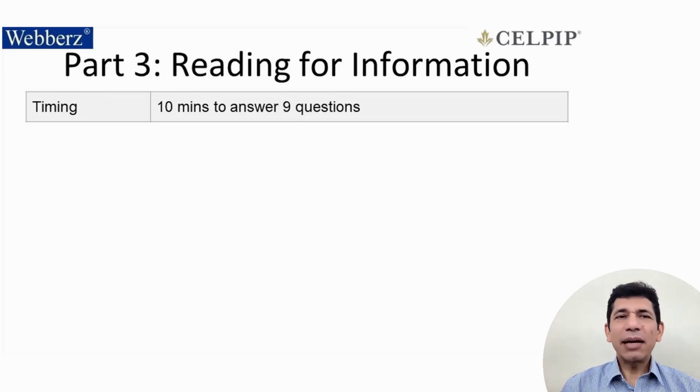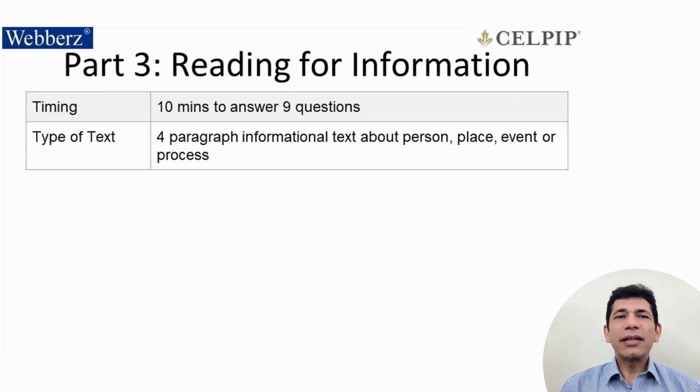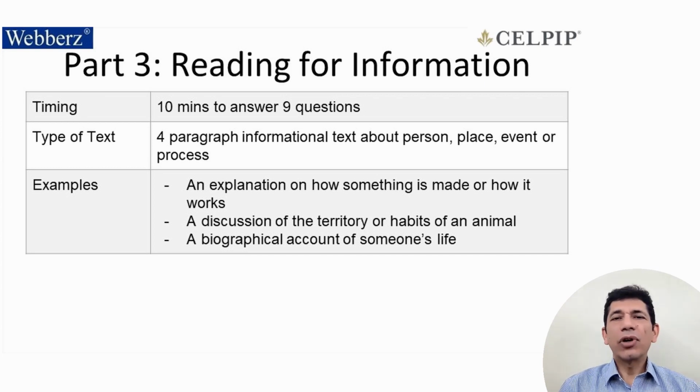The timing for these types of questions is 10 minutes and we have to answer 9 questions. The text given here is 4 paragraphs, and they are informational, about a person, place, event, or a process. The examples can be how something is made or how it works, or a discussion about an animal, its habitat and territory, or a biographical account of somebody's life.